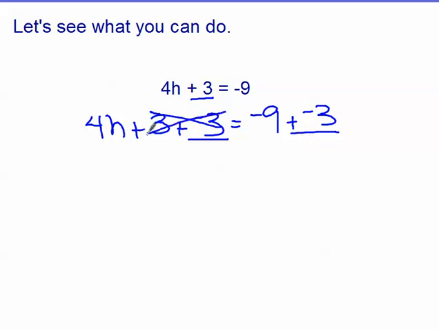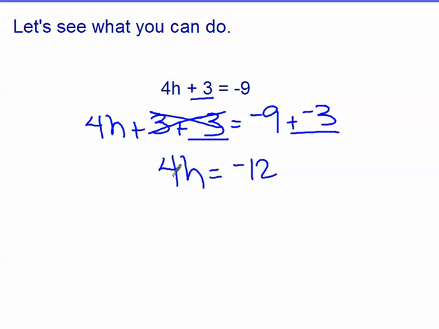So these 3's go away. We're left with 4h. And then I simplify the other side. Negative 9 and negative 3 actually gives us negative 12. So we now got rid of the addition and subtraction. We now have a multiply divide problem.